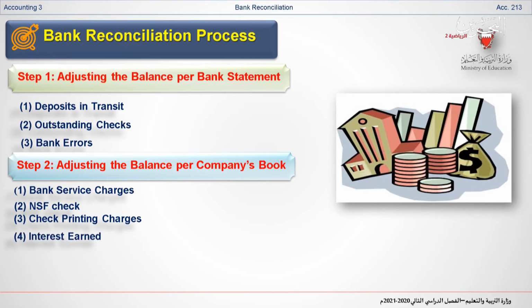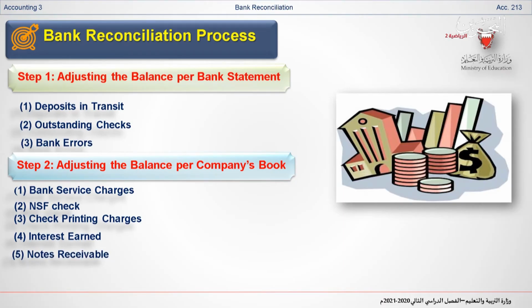Number 4, interest earned. It will appear on the bank statement when a bank gives a company interest on its account balances. The amount of interest earned will increase the balance in the company's cash account on its books.